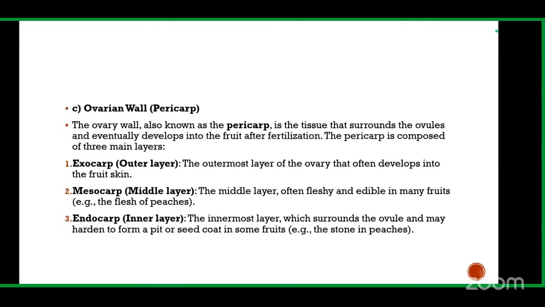Next is the mesocarp, the middle layer, which is often fleshy and edible in many fruits, like the flesh of peaches. This is the edible part. Next is the endocarp, the inner layer. It is the innermost layer which surrounds the ovule and may harden to form a pit or seed coat in some fruits.